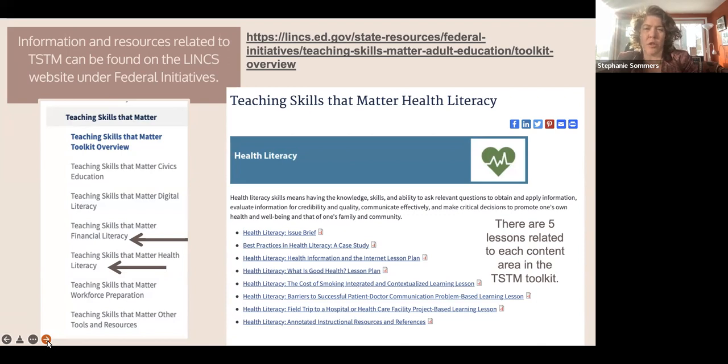Here is just a quick screen grab of what the health literacy section looks like. All of the sections of the toolkit for the content areas start with an issue brief, there's a case study, and then these different lesson plans. So a lot of really great materials, all free and accessible online.